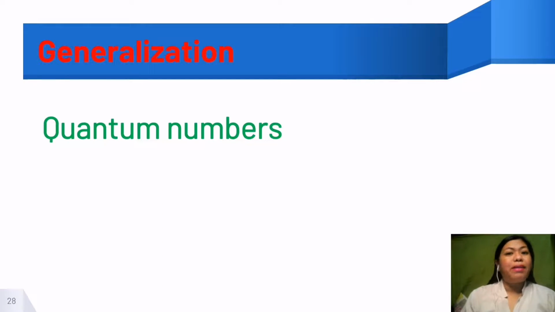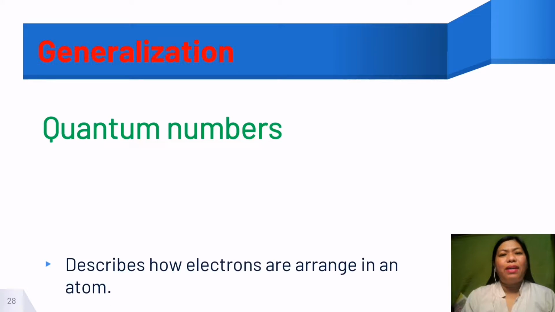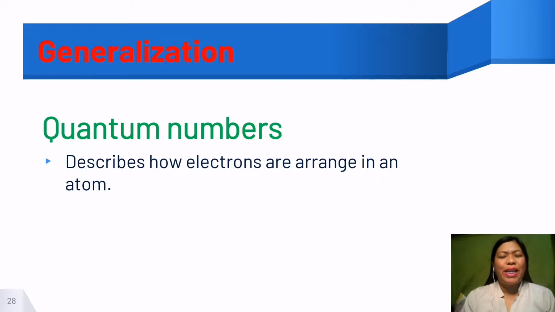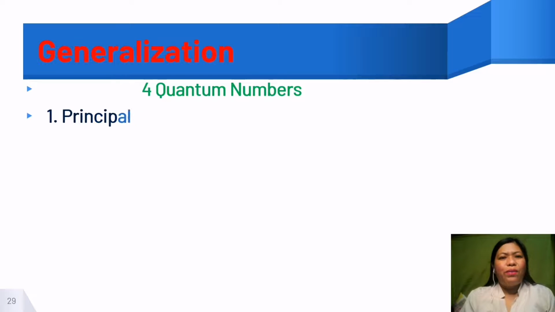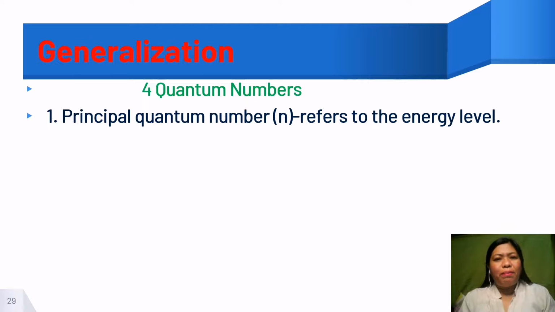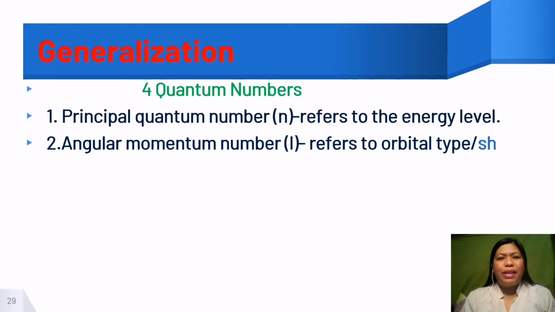Now, let us summarize our video lesson. Quantum numbers describe how electrons are arranged in an atom. Class, so we have 4 quantum numbers. 1. Principal quantum number. It refers to the energy level. Next, we have the angular momentum number. It refers to the type or shape of orbitals.